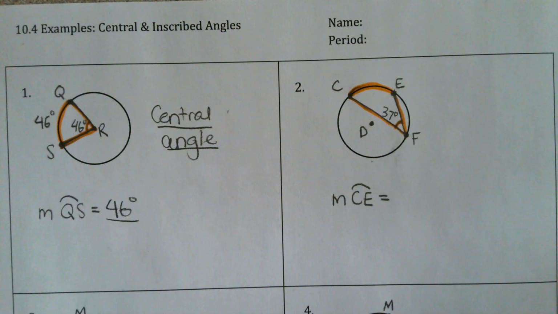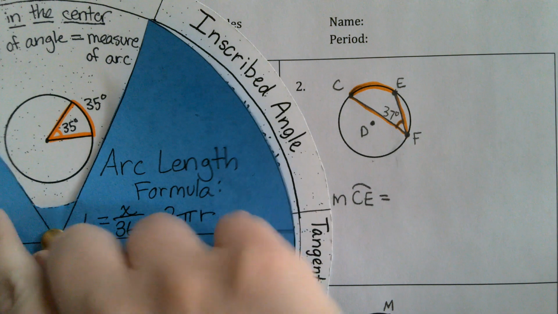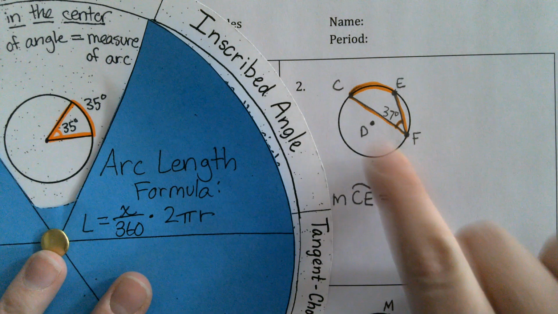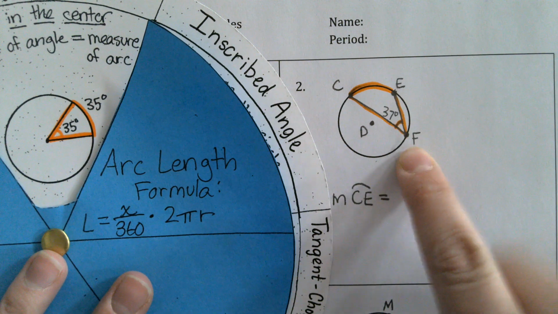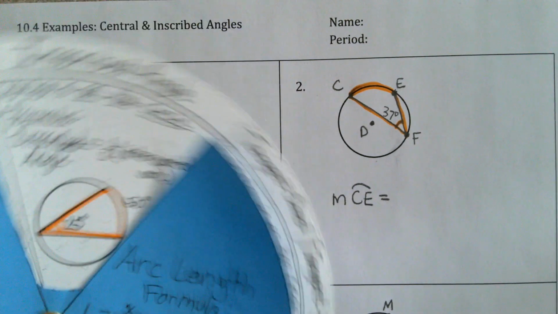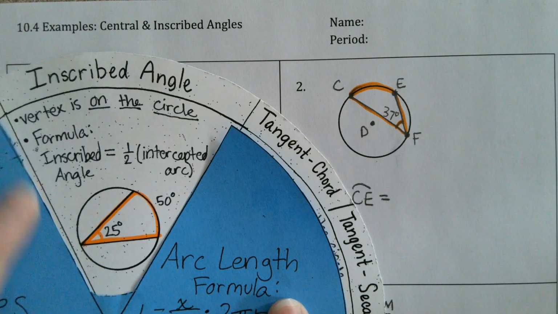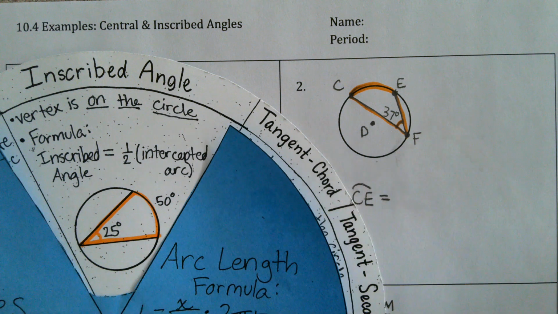So based on that, this is not a central angle. As you can see, the vertex is not at the center. The center point is D. The angle is not even a part of that. Here, the vertex F is on the circle. We call that an inscribed angle. So the vertex is on the circle. We do have that going on here.